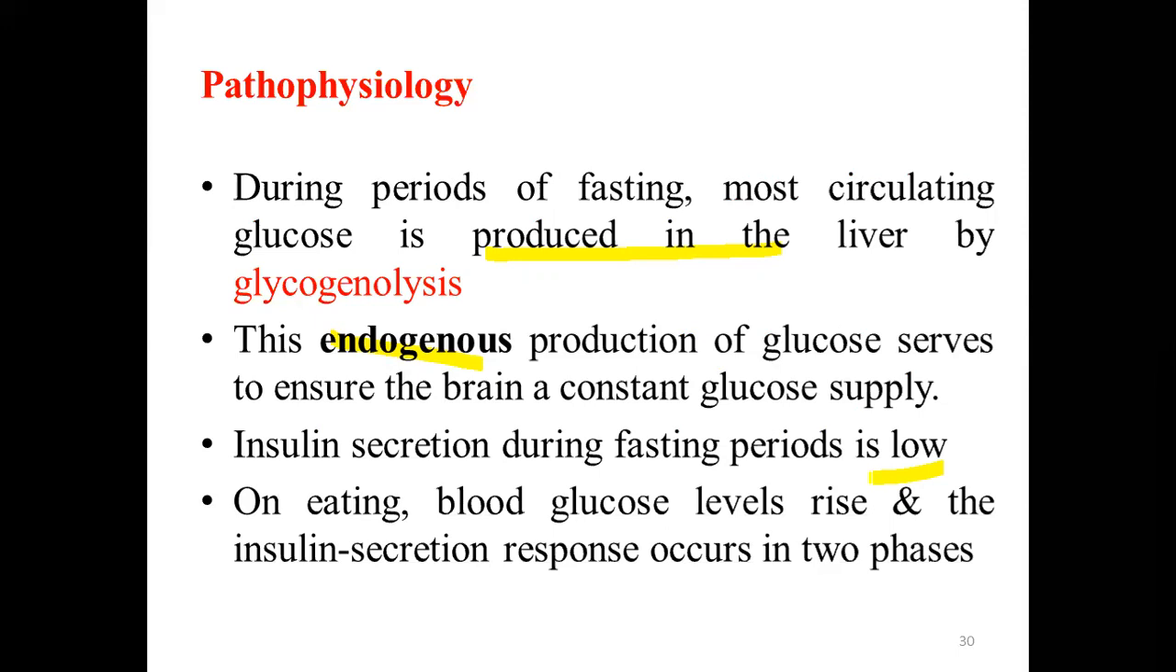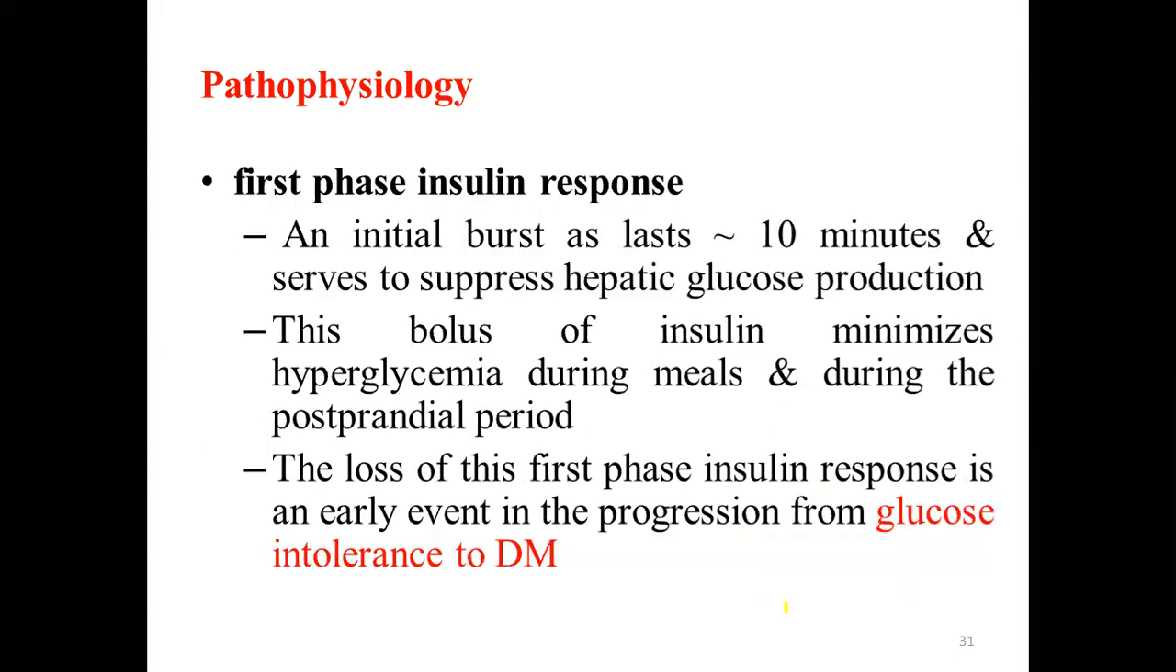So on eating, what will happen? The blood glucose level rises and the insulin secretion response occurs in two phases. Remember, when we are eating food, insulin secretion is carried out in two phases. The first one we call the burst or bolus insulin secretion, within 10 minutes after ingestion of glucose. We call it the first phase insulin response. It is an initial burst which lasts for 10 minutes, and it usually serves to suppress hepatic glucose production. This bolus of insulin usually minimizes hyperglycemia during meals and during the postprandial period.